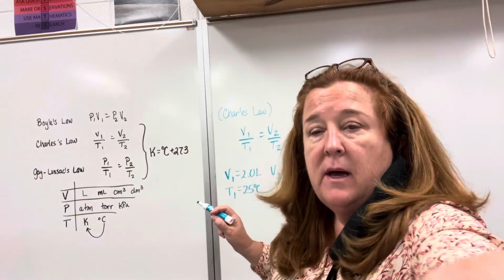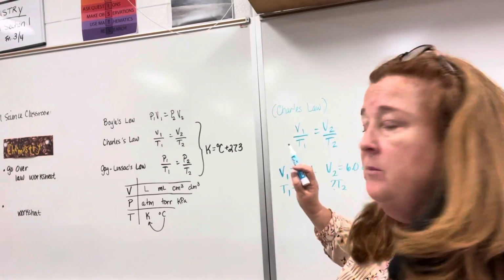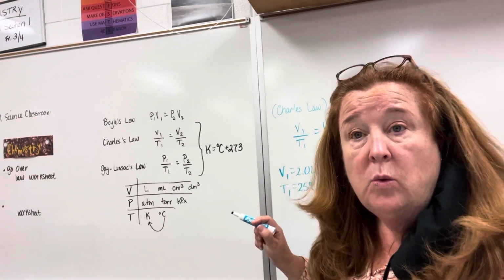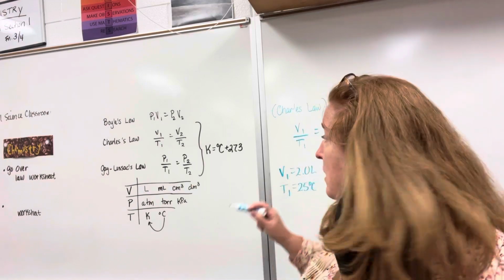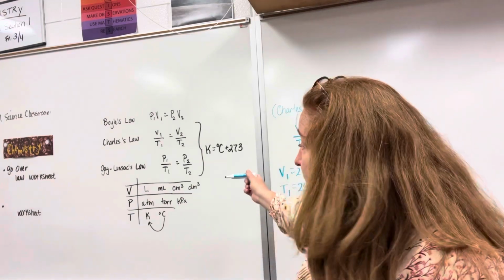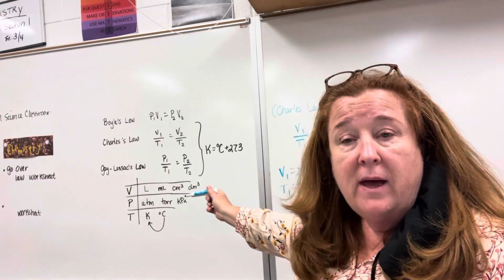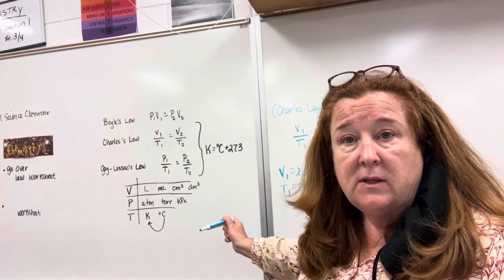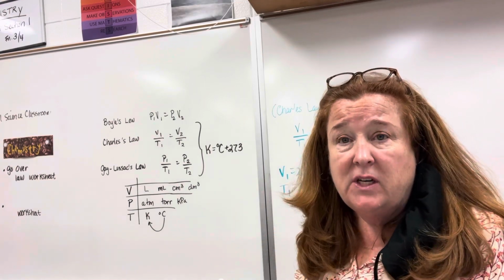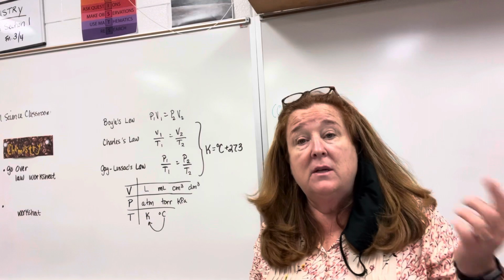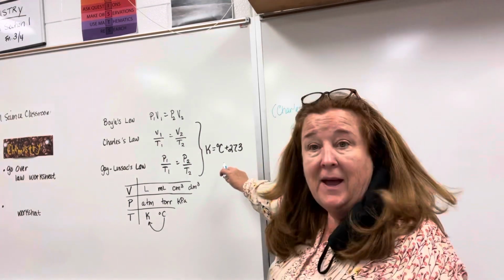So we have talked about Charles' law and Boyle's law and Gay-Lussac's law, and you will be given these equations on the test, and you don't have to have them memorized. You'll be given a part where you have the volume units, the pressure units, and the temperature units. You just have to remember that you have to change all the temperatures if they're in Celsius to Kelvin. So you just do that by adding 273.